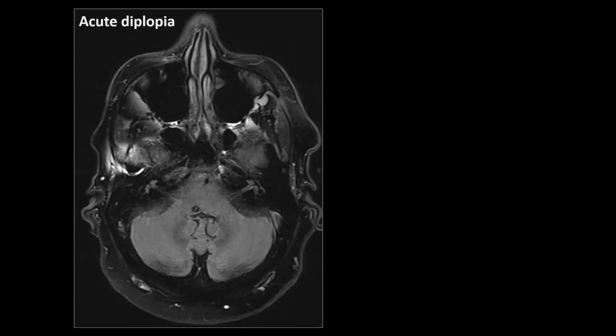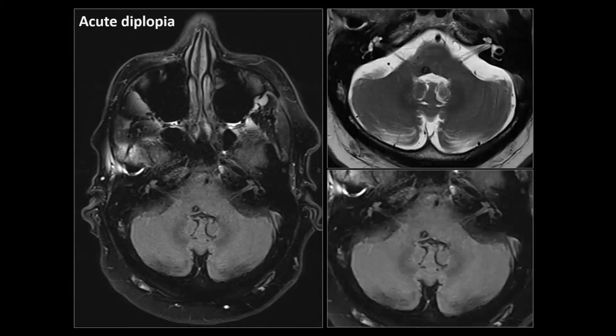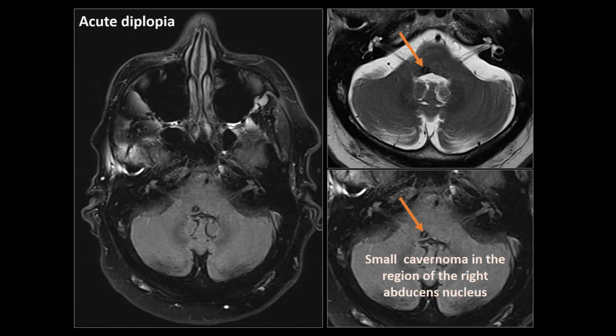This patient had acute diplopia. And what do we see? We are looking at the level of the lower pons, and we see a very small lesion located approximately in the region of the right abducens nucleus. This is a very small cavernoma. It does not look as if it has hemorrhaged, but nevertheless, it's located in the region of the abducens nucleus. So the clinician will need to look if the acute diplopia clinically fits a right-sided abducens palsy. If that is so, that can be the cause of the diplopia, despite the fact that no signs of hemorrhage are present in this patient.